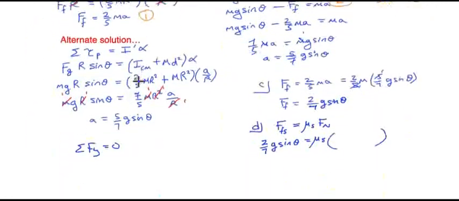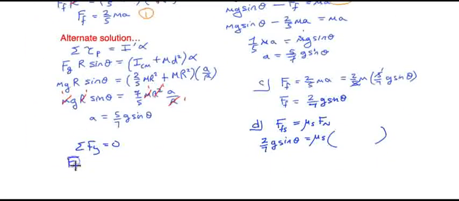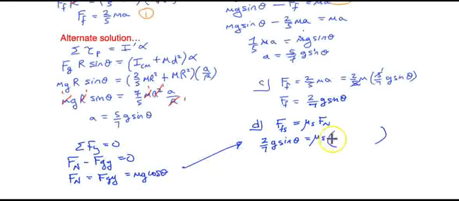So Fn minus Fgy equals 0. So Fn equals Fgy, which is basically mg times cosine theta. So we're going to replace that into here. We're going to have mg cosine theta.